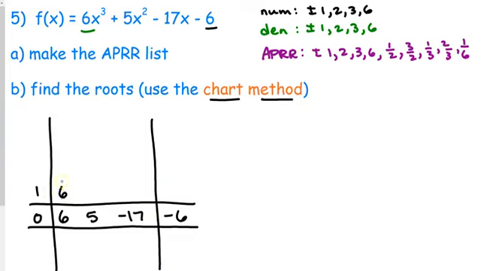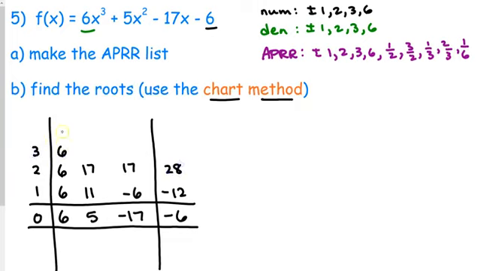Bring up the 6. 6 times 1 plus the next number in the 0 row, 11. 11 times 1 plus the next number in the 0 row, -6. -6 times 1 plus the next number in the 0 row, -12. Let's try 2. Bring up the 6. 6 times 2, 12. Plus 5, 17. 17 times 2 is 34. Minus 17 is 17. 17 times 2 is 34. Minus 6 is 28. Let's do 3.